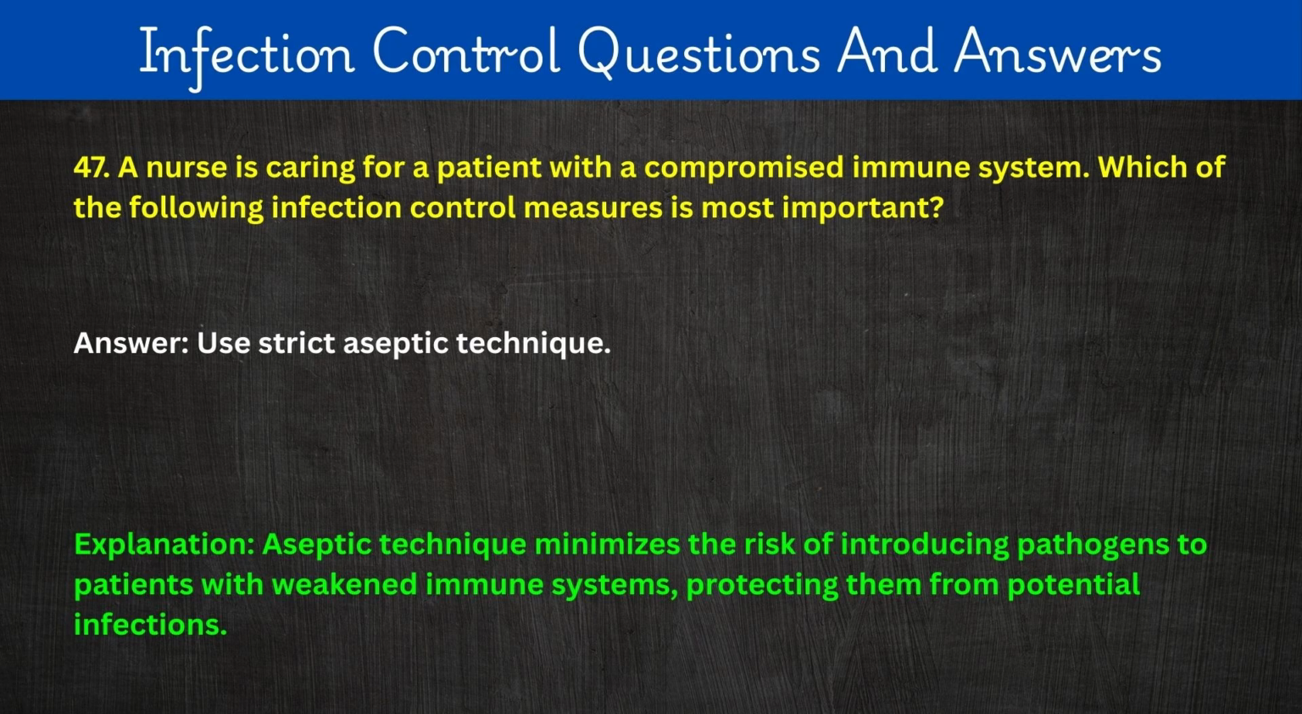47. A nurse is caring for a patient with a compromised immune system. Which of the following infection control measures is most important? Answer: use strict aseptic technique. Explanation: aseptic technique minimizes the risk of introducing pathogens to patients with weakened immune systems, protecting them from potential infections.